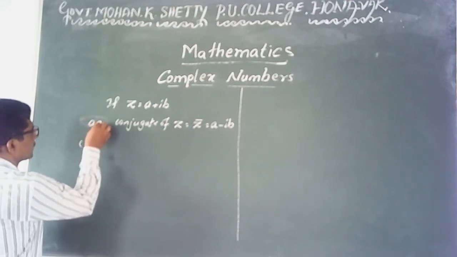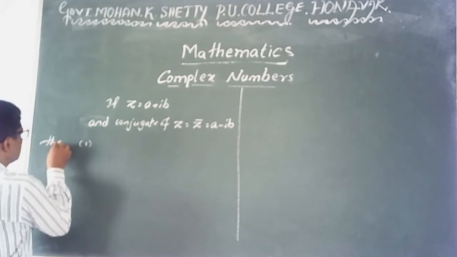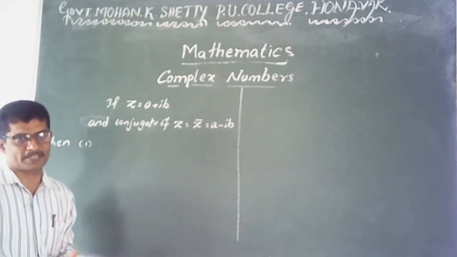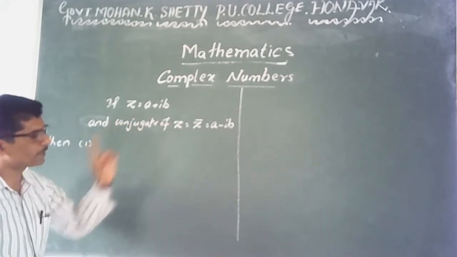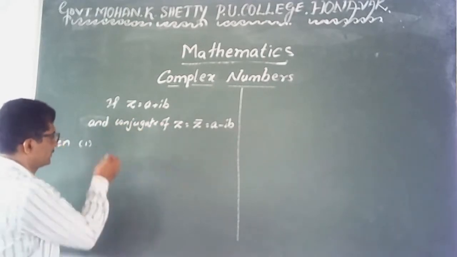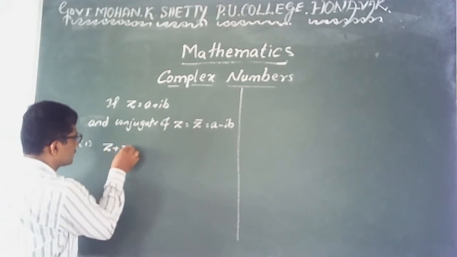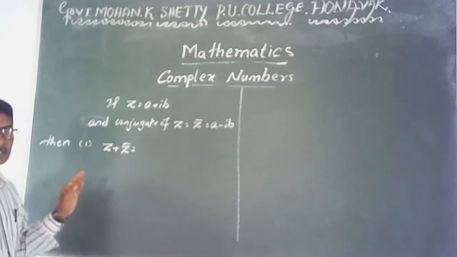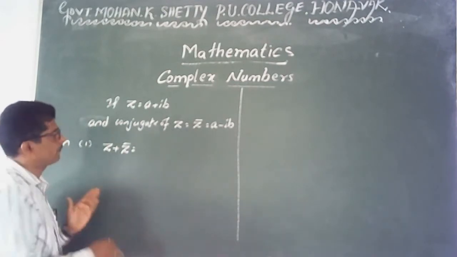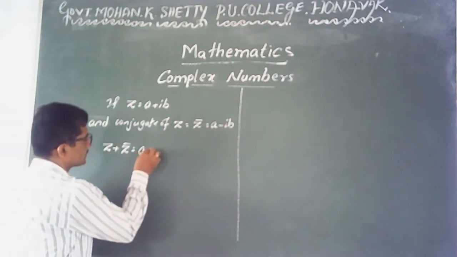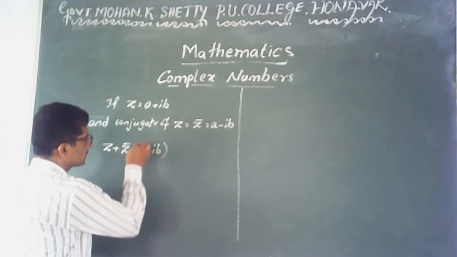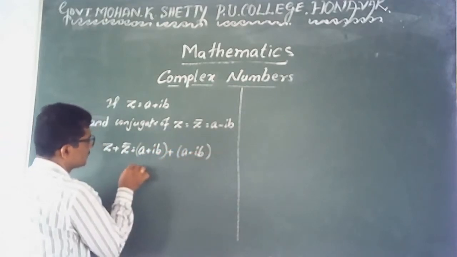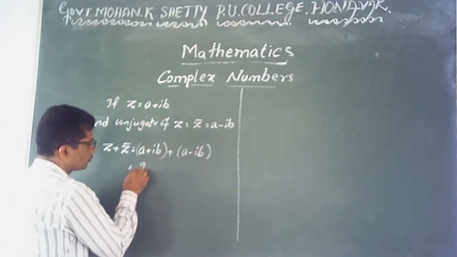You write the sum of the conjugate pair. If we add the two conjugates, what do we get? z plus z bar is the sum of the conjugate pair. Its value is a plus ib plus a minus ib. It is clear. a plus a, 2a.